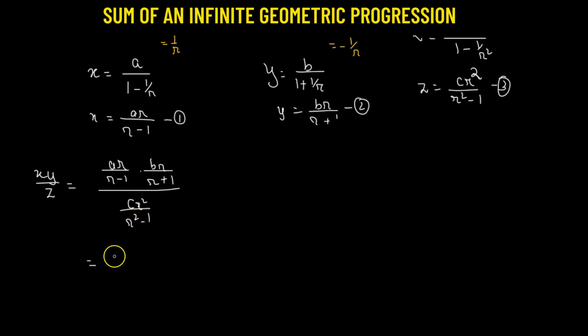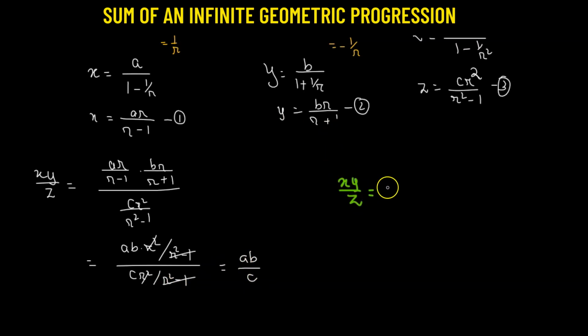So this can also be simplified as a times b times r squared, whole divided by r minus 1 times r plus 1, so that's r squared minus 1, whole thing divided by c times r squared divided by r squared minus 1. So here r squared and r squared minus 1 will get cancelled, and this is going to leave us with ab over c. So hence we have successfully shown that xy over z equals ab over c, hence proved.